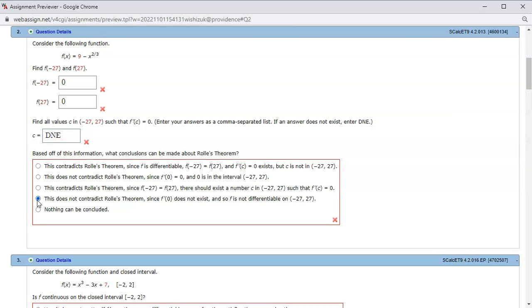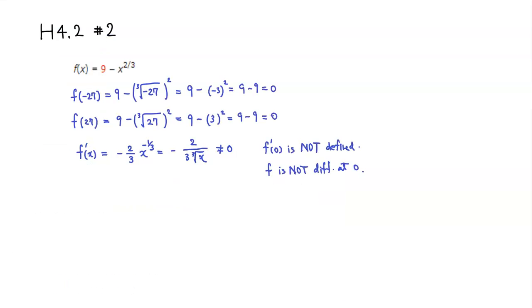All right, let's check the answer. I came back and it looks like we got all of the parts correctly. That's it. I hope that this was clear.